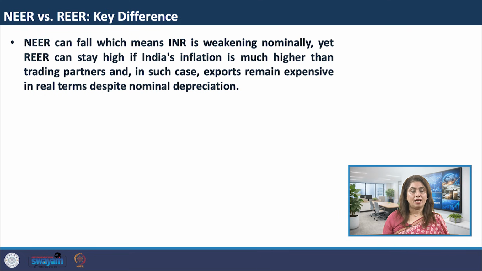remain high. If India's inflation is much higher than its trading partners, then REER will always remain high. In such a case, Indian exports remain expensive in real terms despite nominal depreciation. This is a classic policy trap, and REER helps identify it.